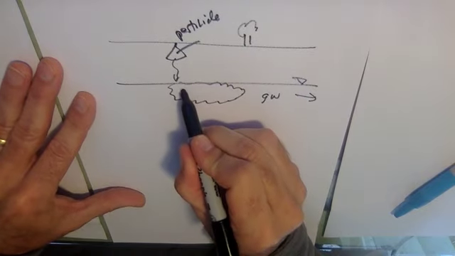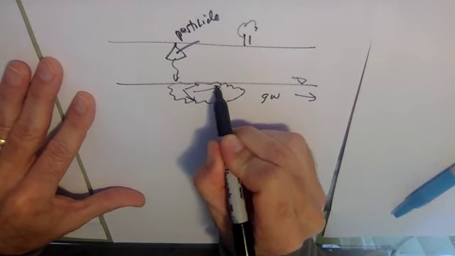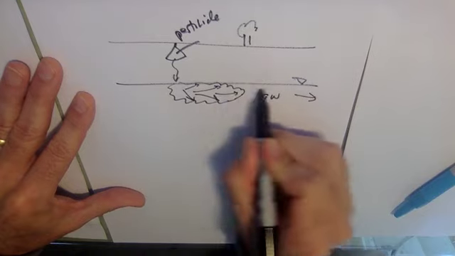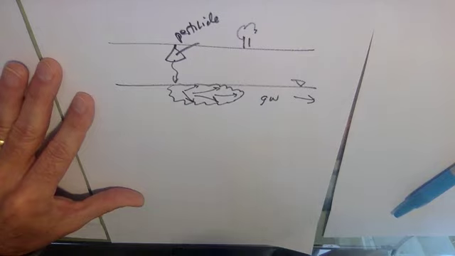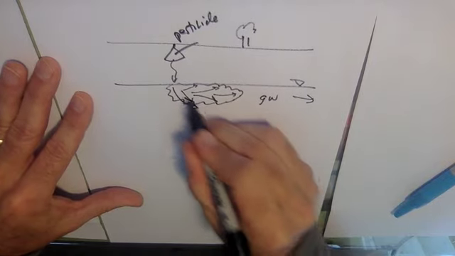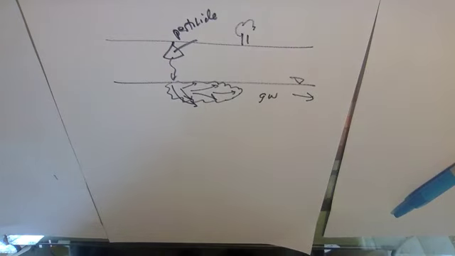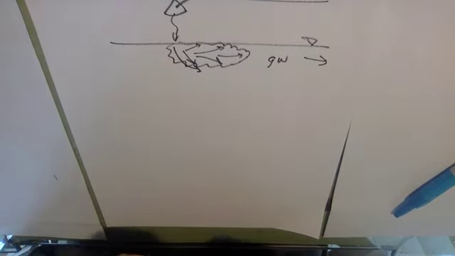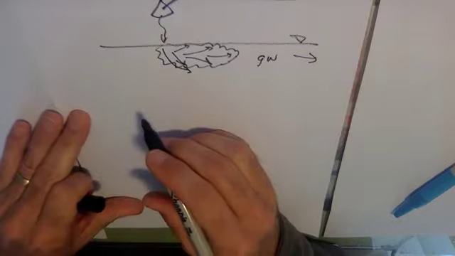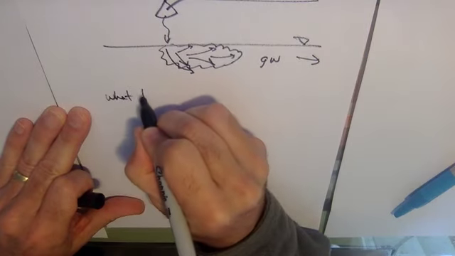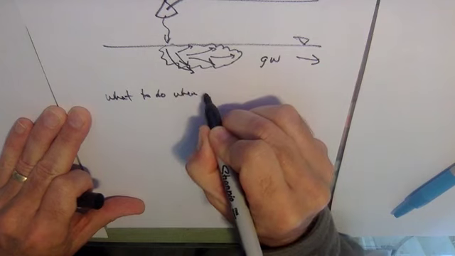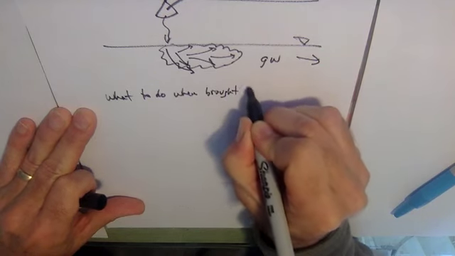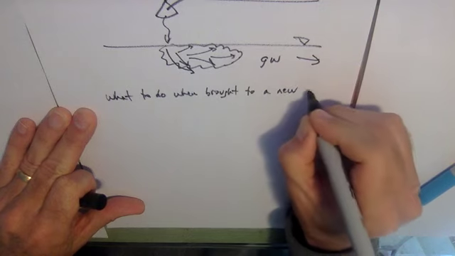And as this stuff comes down, it doesn't float, but it dissolves and forms a plume that is advecting and dispersing, not only along with the direction that the groundwater is flowing, but since it's dissolvable, it's also going to be moving further down into the aquifer itself. So lots and lots of problems here. And the first thing we need to do, if we're brought in to characterize a site where a spill has taken place, is figure out what to do when brought to a new spill site.